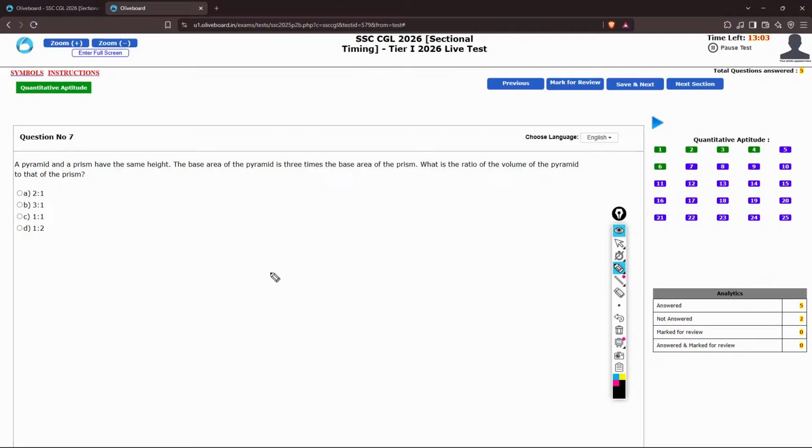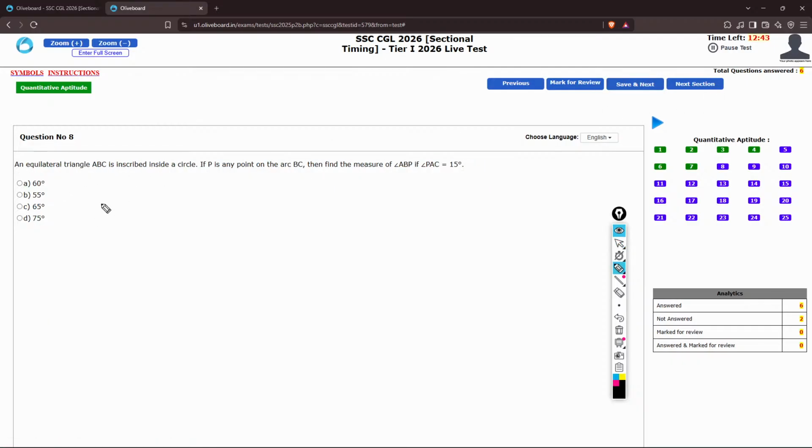A pyramid and a prism has same height. Okay, the base of the pyramid is 3 times. I think 1:1 then. The base of the pyramid, 3 times the prism. That's just 1/3. So we have 1:1. Is there 1:9 something?